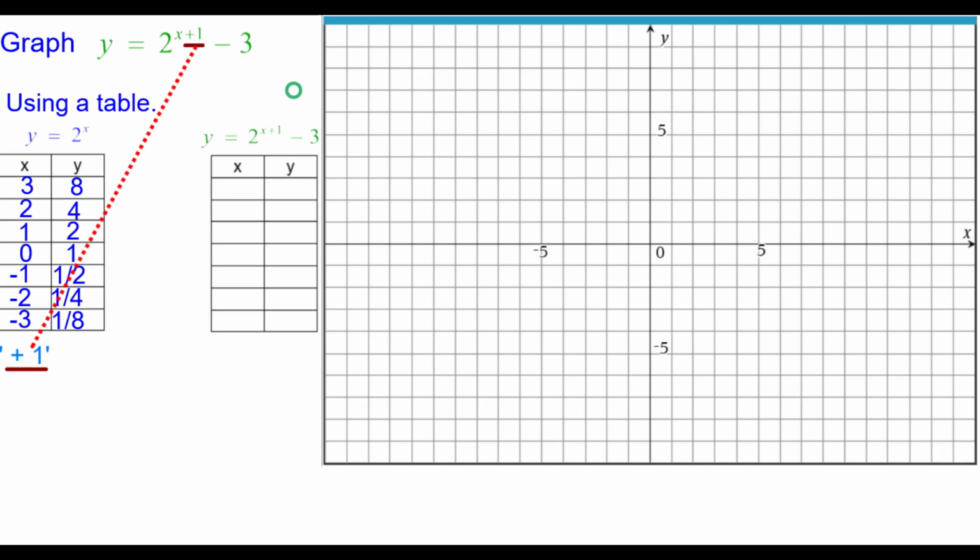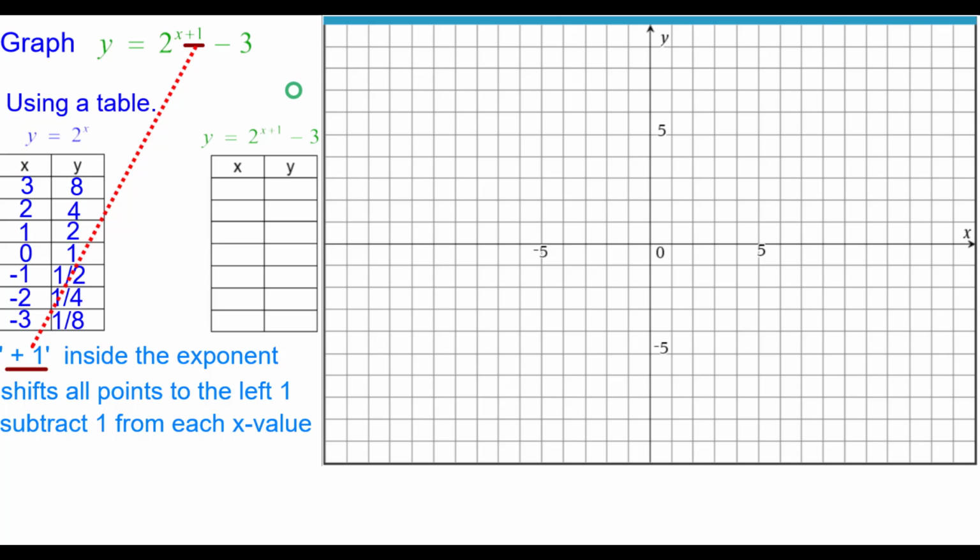So let's look at the parameters again. The plus 1 is inside the exponent. It shifts all points to the left, and we need to subtract 1 from each x value to shift that to the left. So 3 minus 1 would be 2. 2 minus 1 would be 1. And we're going to ask you to finish these x coordinates right now. So press pause, do that, and then resume when you're ready.